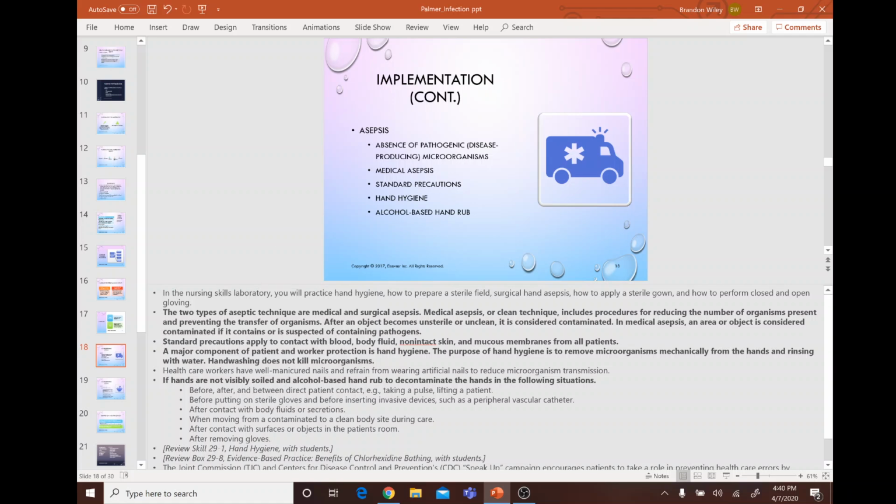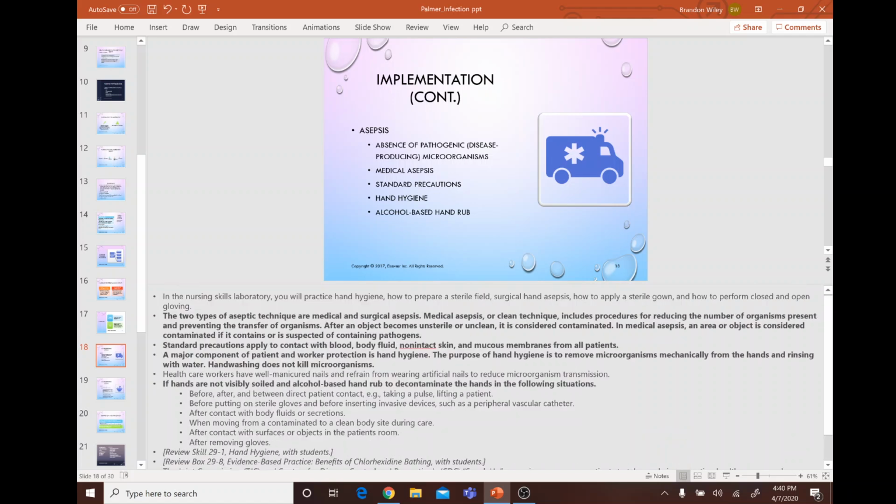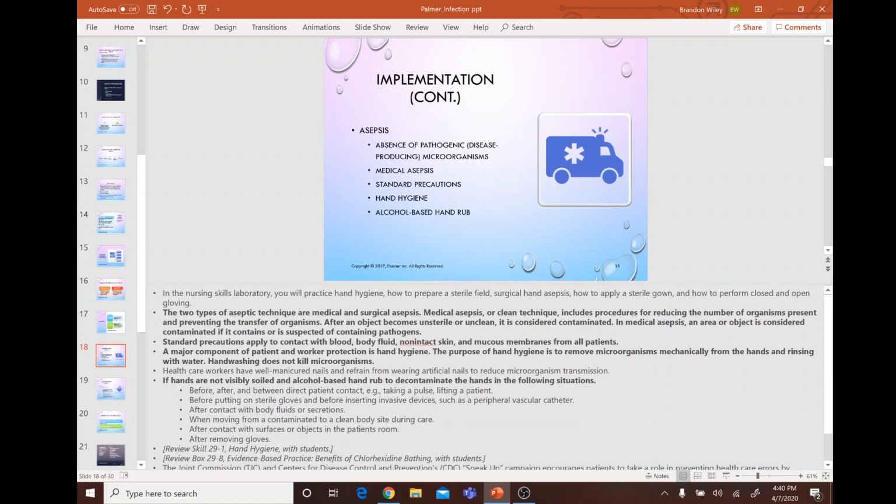Okay, what do you think asepsis means? Basically, it's absence of pathogenic microorganisms. All right, so what is medical asepsis? Procedures for reducing the number of organisms present and preventing the transfer of organisms. So after it becomes unsterile or unclean, it's considered contaminated. All right. What do standard precautions apply to? Contact with blood, body fluid, non-intact skin, and mucous membrane from all patients.